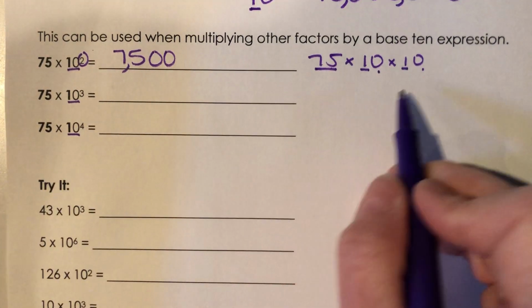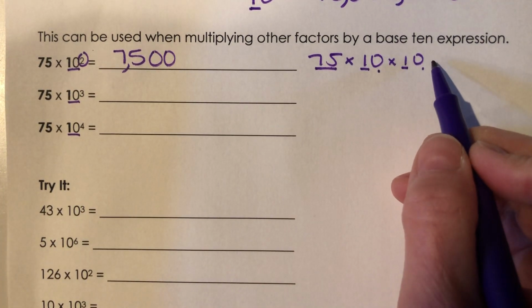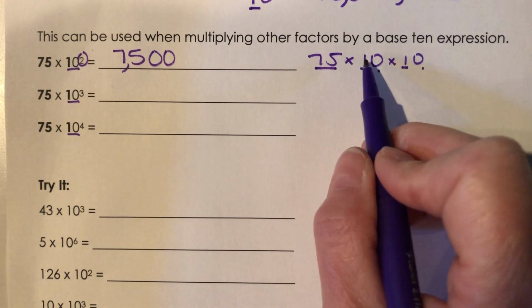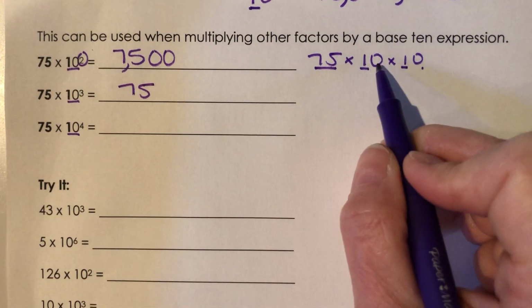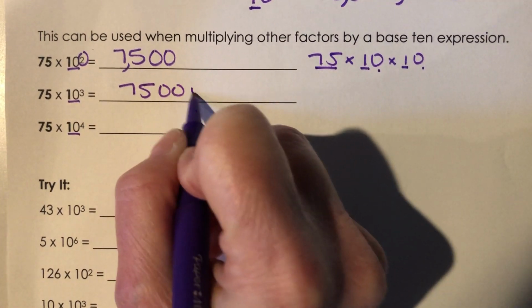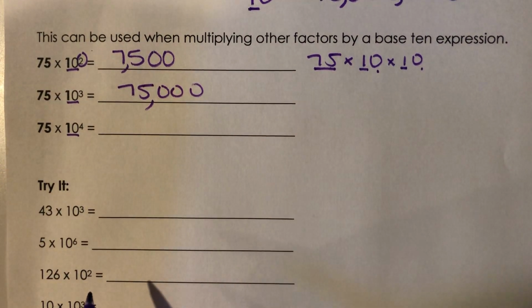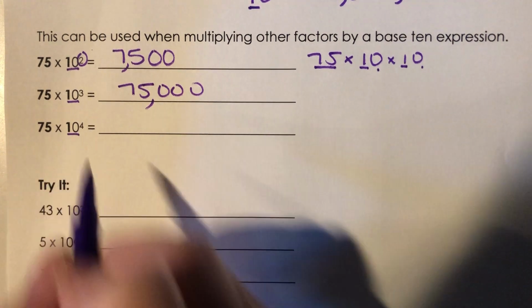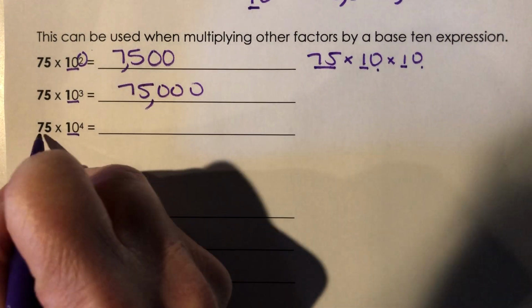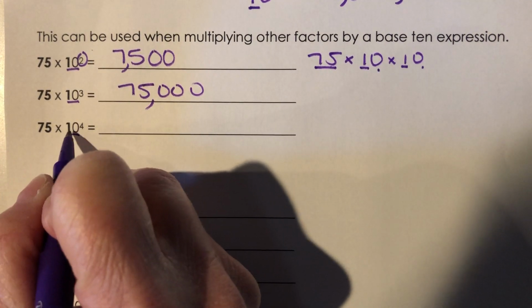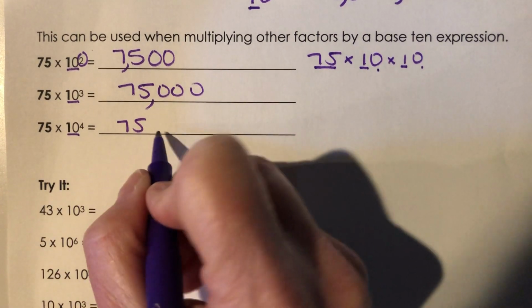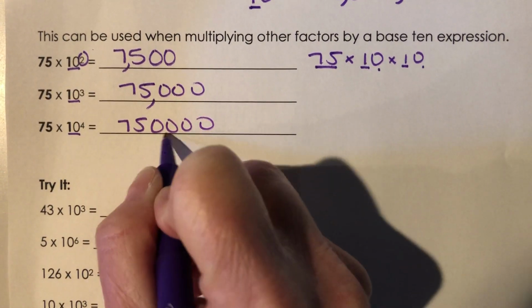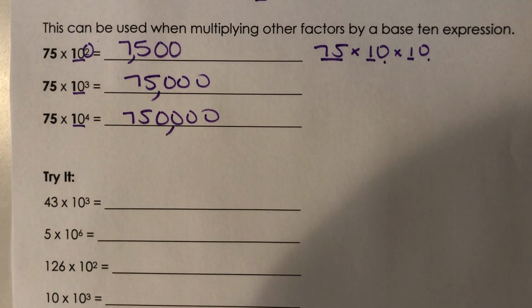So for this one, it would look the same, except I'd have 3 10s. That means I would be doing 75 times 1 times 1 times 1, which is going to give me 75, except now I'd have 3 zeros that I ignored, so 75,000. If you have 75 times 10 to the 4th, that means I would have 75 times this 1 4 times, which would give me 75, and I would have 4 zeros to get 750,000.